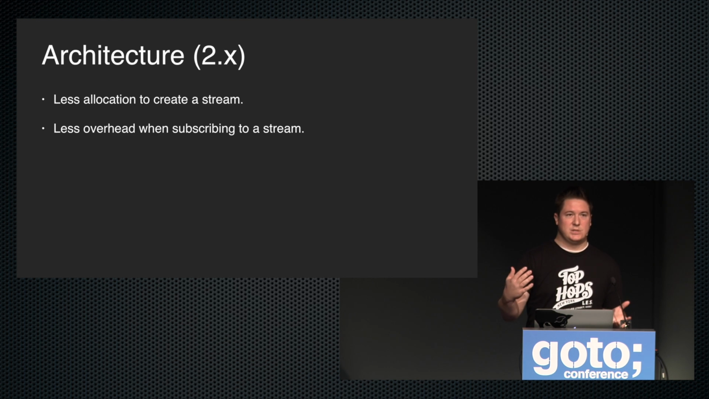So you get less allocation to actually create the stream, which is to call the operators. Each one actually results in one less object being created. And there's also less overhead when subscribing to a stream. There's less method dispatch that has to happen. And so ultimately what we get is a faster version of the library, causing less GC, without any compromise in the API.